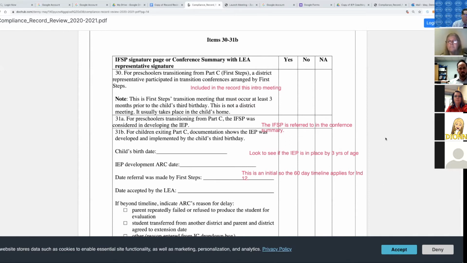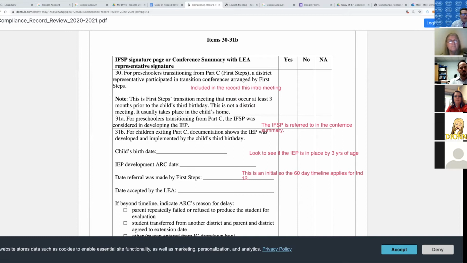Okay. So what you're doing is you're just introducing your program, but you want to keep a copy of that. And what I did when I was a director, I had a little form filled out and I had everybody sign, and I just put some information on there about our preschool program. And then we get ready for that next meeting where we're going to do the planning of the evaluation for that student. So this is the First Steps transition meeting that must occur at least 3 months prior to the child's 3rd birthday. This is not a district meeting. It usually takes place in the child's home. We say keep that documentation, that IFSP copy, and include that all in the record.